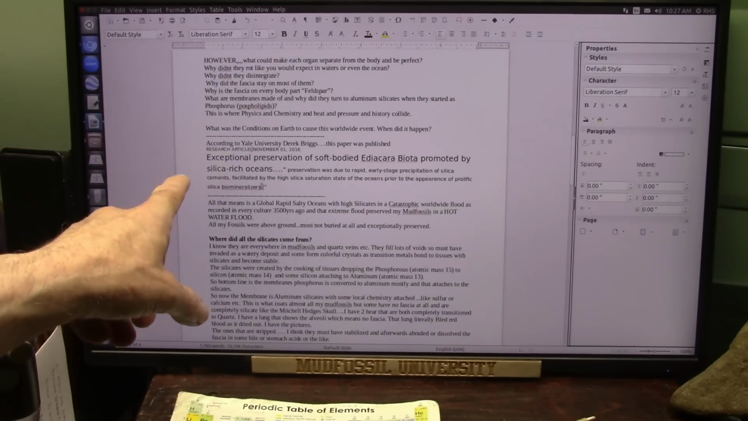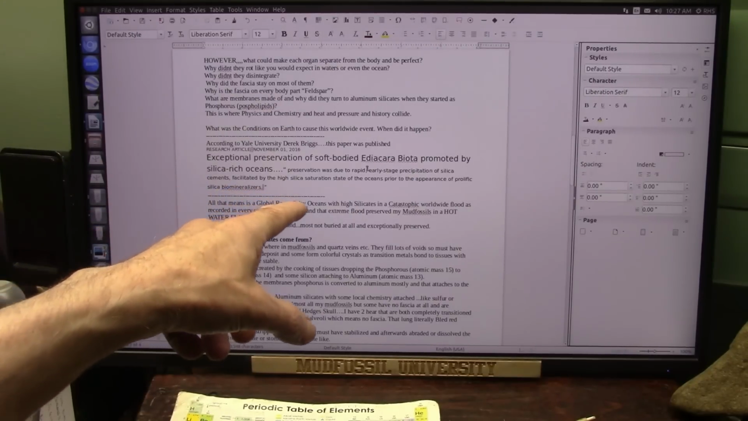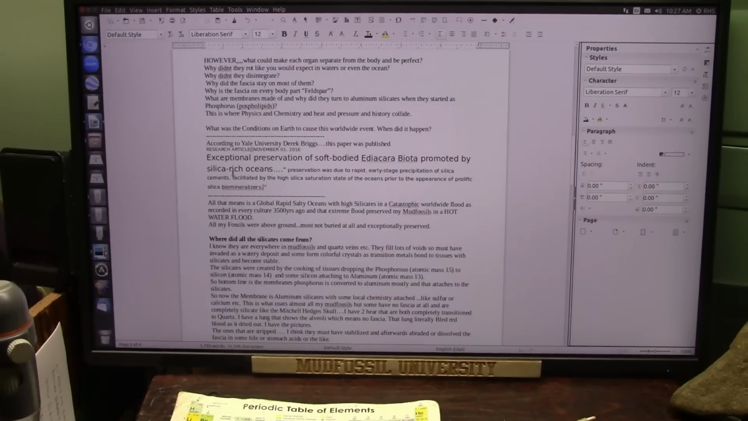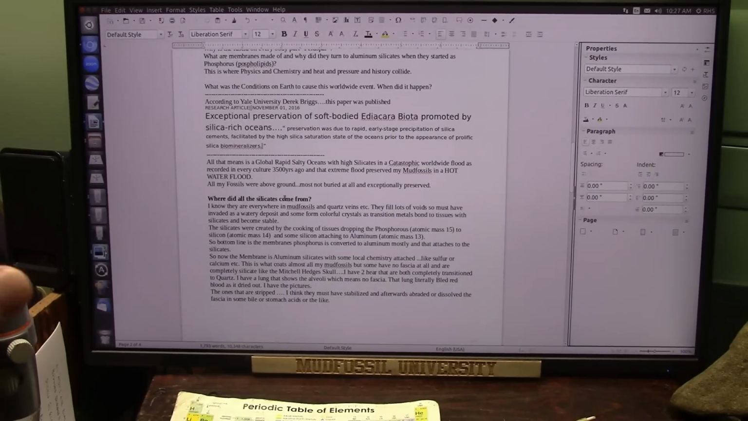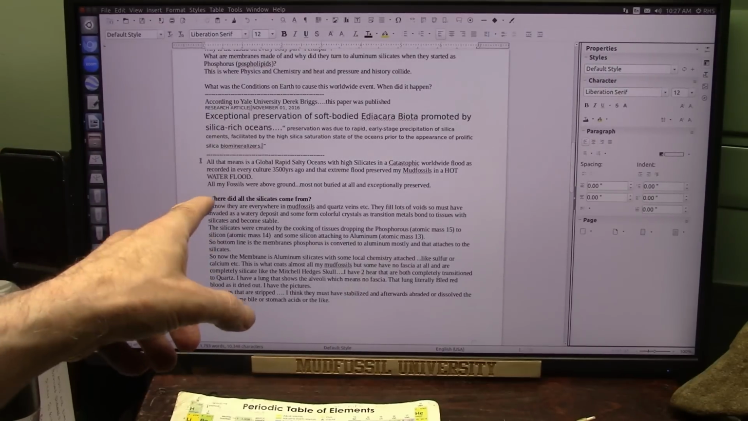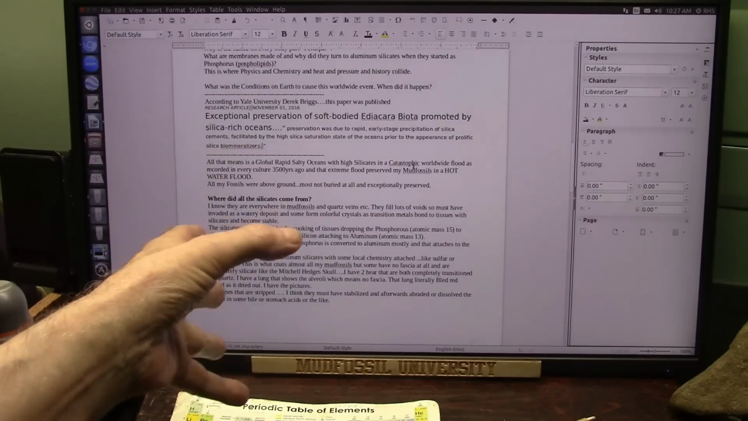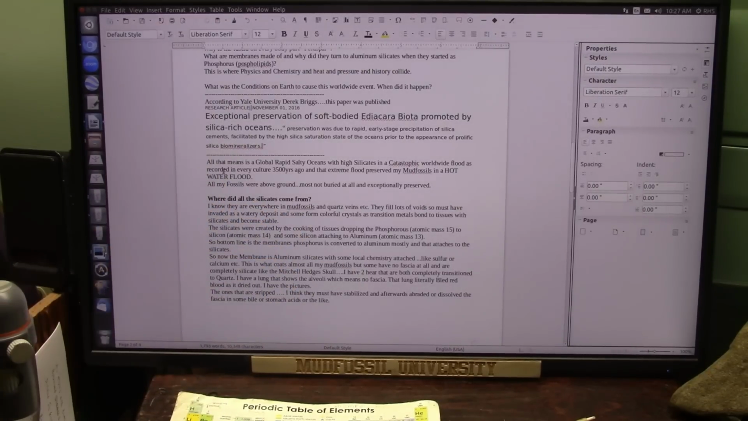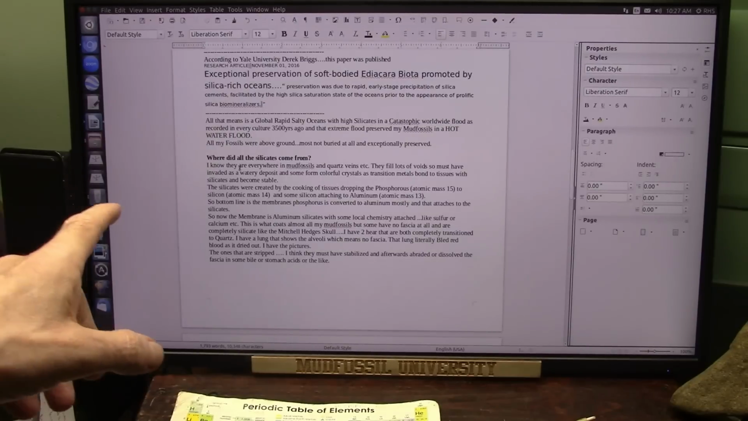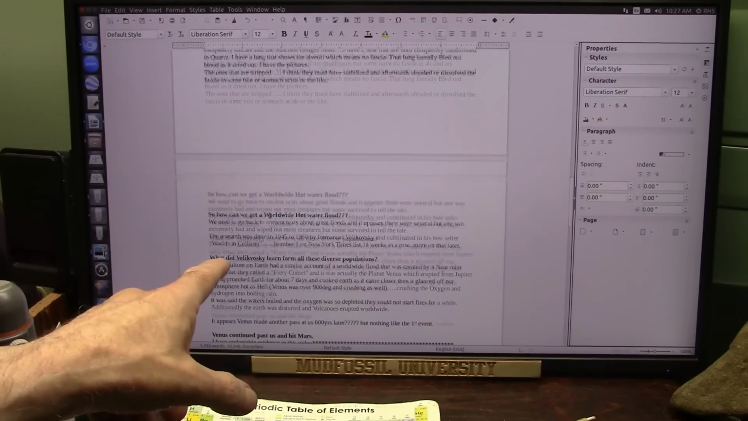And Yale put out a paper confirming what I had presented to them years earlier: exceptional preservation of soft-bodied creatures promoted by silica-rich oceans. And now I understand why the silica was so prevalent, and why they said it was a global, rapid, salty ocean, high in silicates, in a catastrophic worldwide flood. Basically, that's exactly what they say. Where did all the silicates come from? I explained that. How can we get a worldwide hot water flood?